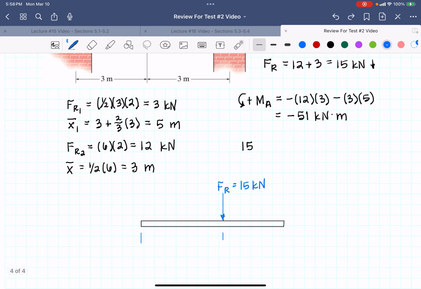Whoa, that didn't go right. It doesn't want to do it right, so we're just going to call it good. I need to solve for this distance.